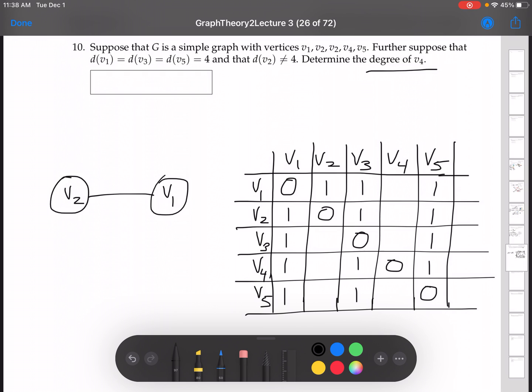Okay, so now we can play that same game. There's an edge from V3 to V1, so there's an edge from V1 to V3. We've got that already. There's an edge from V4 to V1, so there's an edge from V1 to V4. Going down the line, V5 to V1, so V1 to V5. That was already in there.